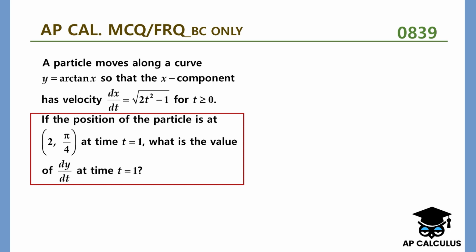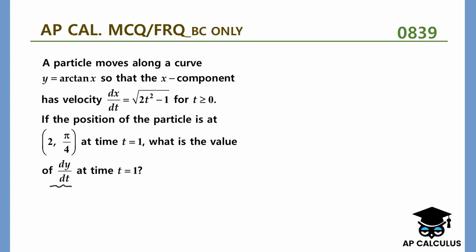Okay, the question is to find dy over dt at time t is equal to 1, right? Here we have y is equal to arc tangent x, and the particle is moving along this curve, right? So we're going to differentiate this equation with respect to time t.